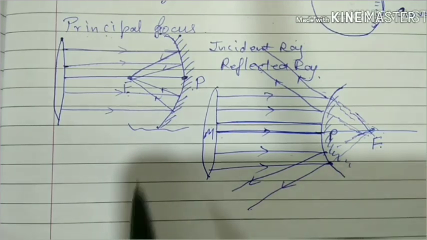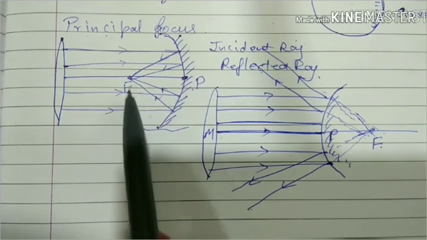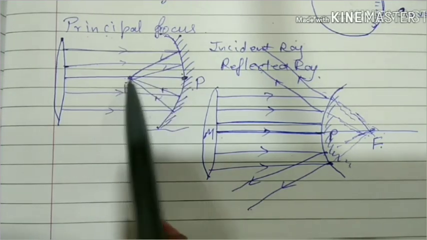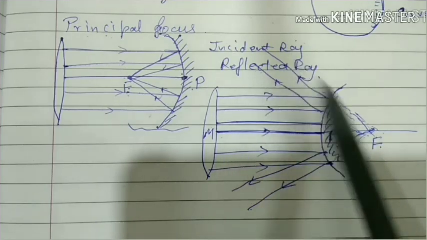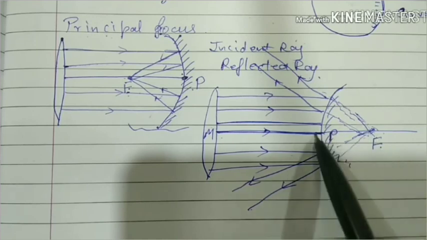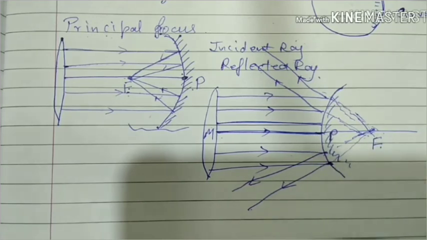So it's clear that in case of a concave mirror, the principal focus is in front of the mirror. But in case of a convex mirror, the principal focus is behind the mirror, because all these reflected rays meet at a point which is behind the mirror.